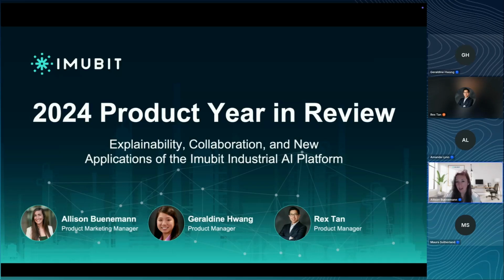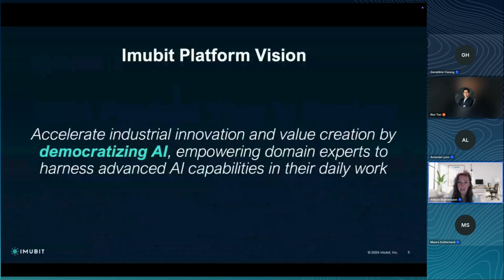So a reminder of what we're here to cover today. This webinar is all about the Imubit Industrial AI Platform and looking at all the progress that was made in the platform in the past year. So really a reflective webinar about everything that you as our customers pushed us towards and what we've done in response to your ideas and your feature requests.